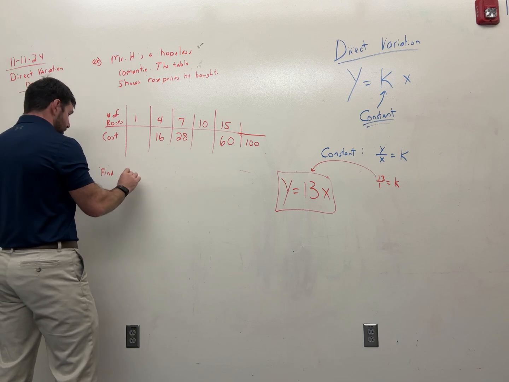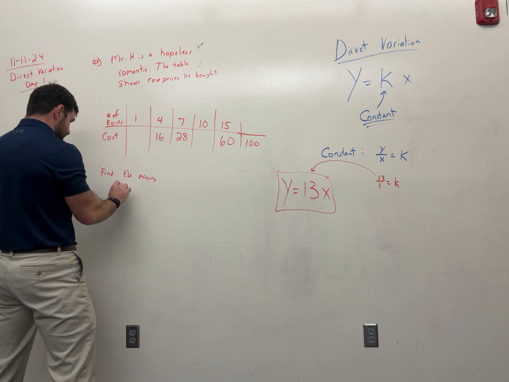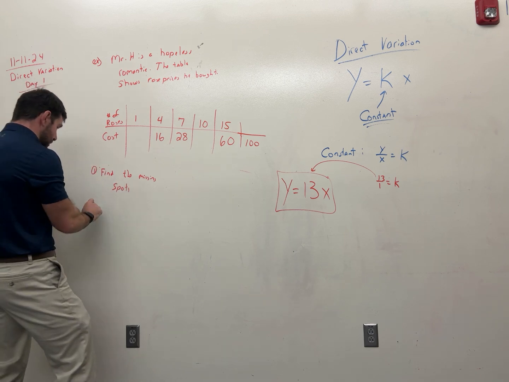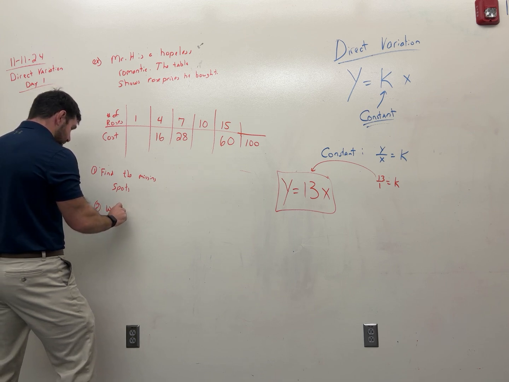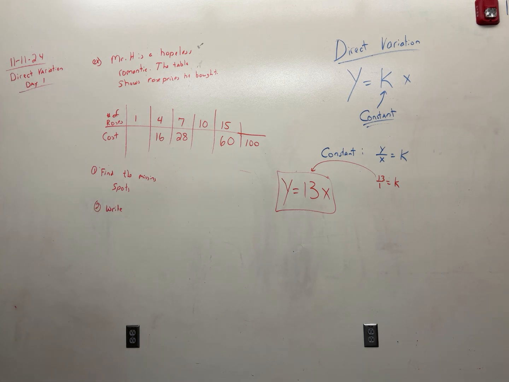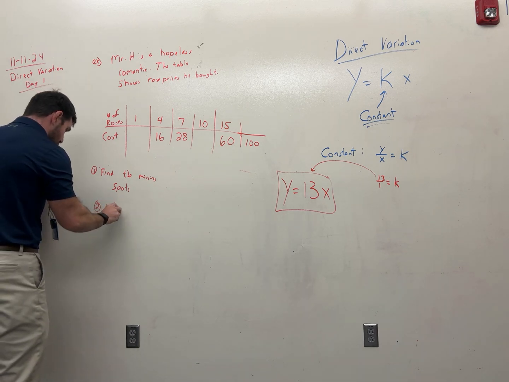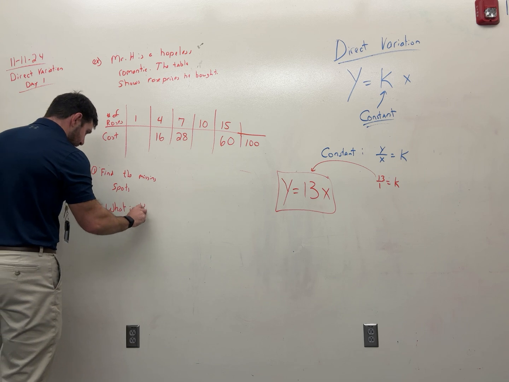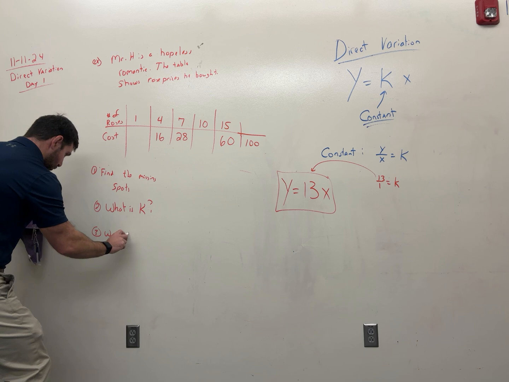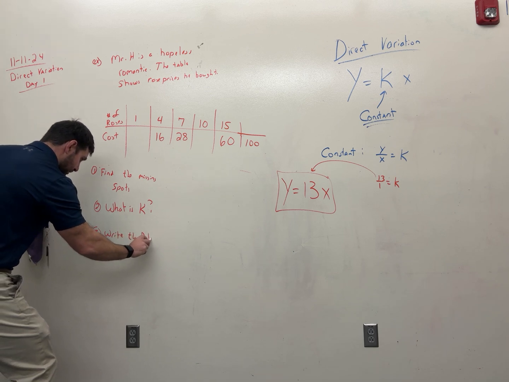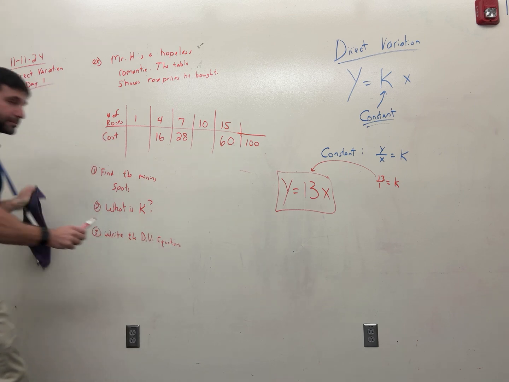Find the missing spots. So that's question 1. Question 2. Write, or actually, what is K? Write the direct variation equation.